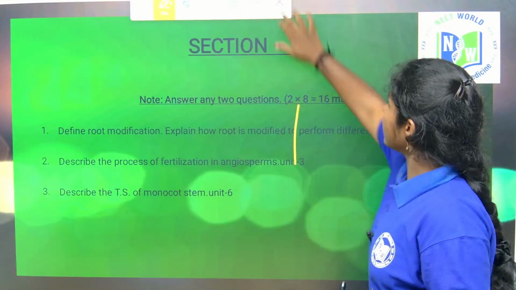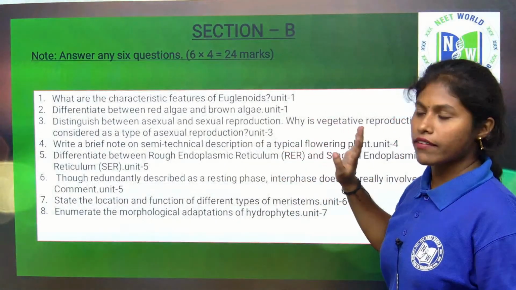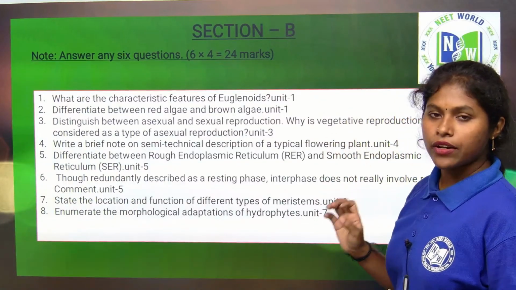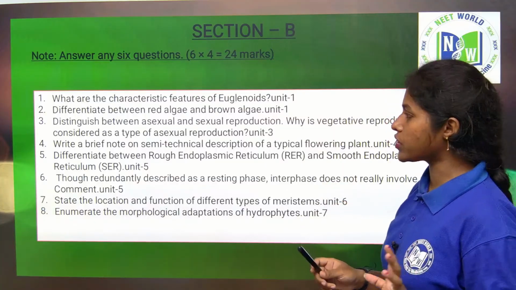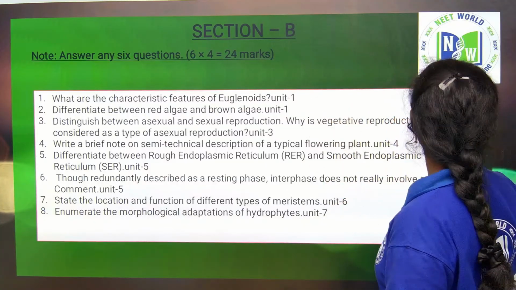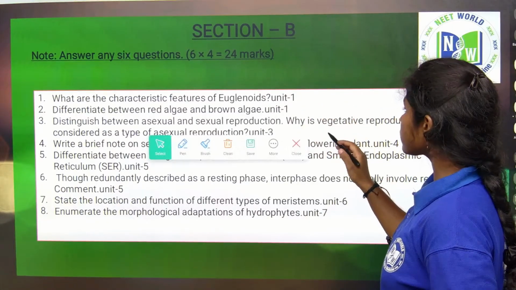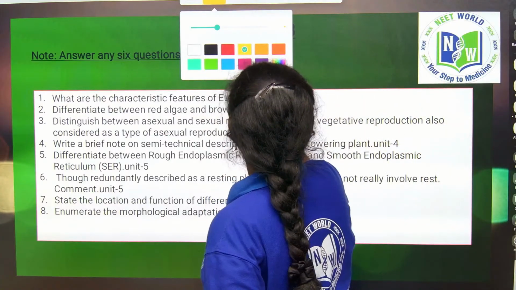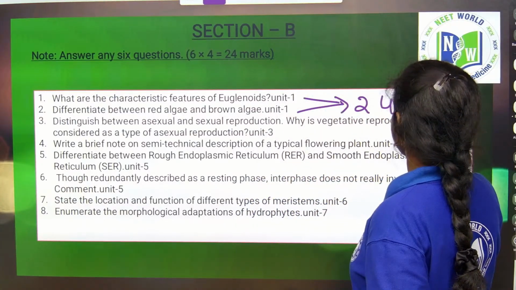Section B is the 4-mark type of questions. Here a choice is also available. They will give 8 questions, and you have to write only 6 questions. From unit 1 they gave two 4-mark questions. From unit 2 they gave two 4-mark questions.